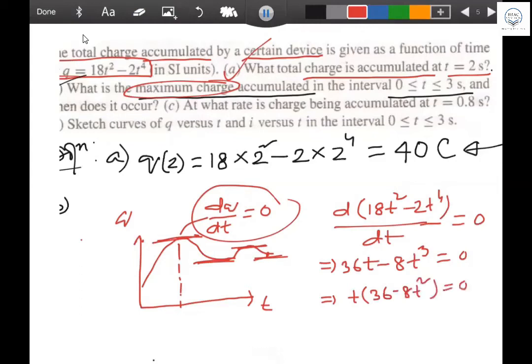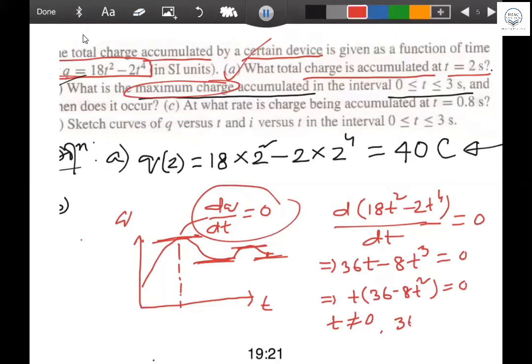You can say t cannot be 0, because at time t equal to 0 it cannot be maximum charge. You have just switched on to charge your mobile. At the beginning, mobile cannot be at maximum charge, common sense. So at time t equal to 0 cannot. So the other factor will be equal to 0. That is 36 minus 8t square. So can you tell me what is the value of t there?